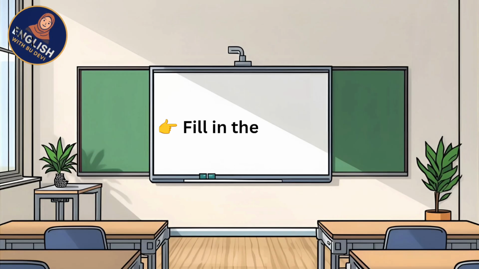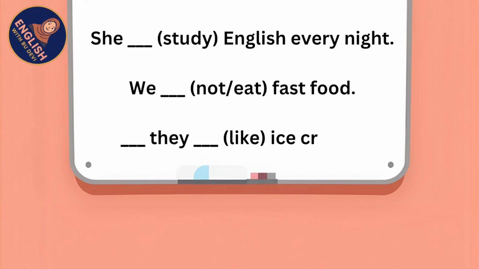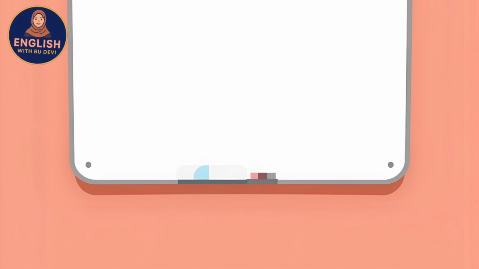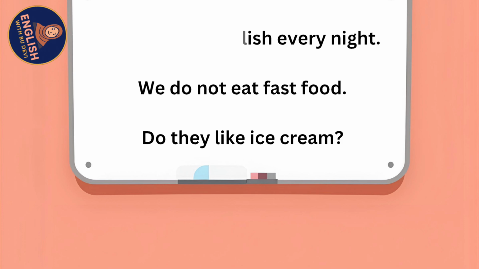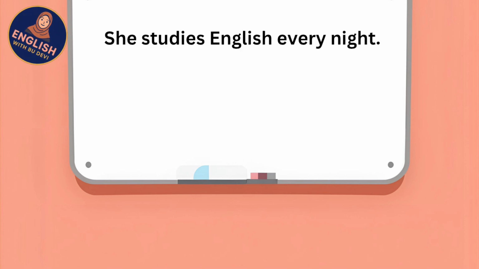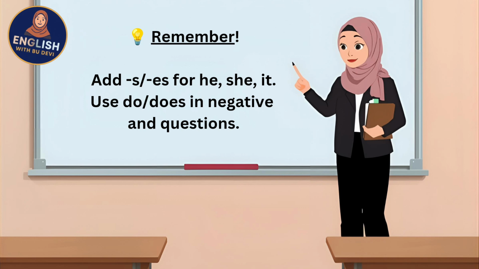Now practice your skill by filling the blanks. Now let's check the answer. She studies English every night. We don't eat fast food. Do they like ice cream? So, it is very easy, isn't it? Remember, add s or es for he, she, it, and use do or does in negative and questions.